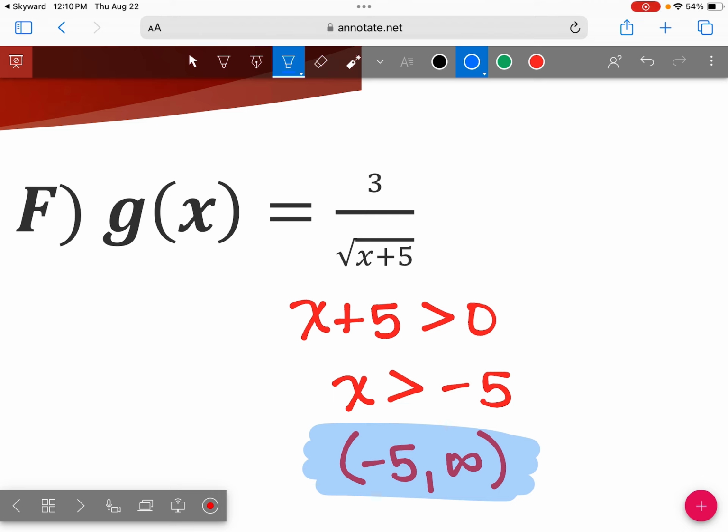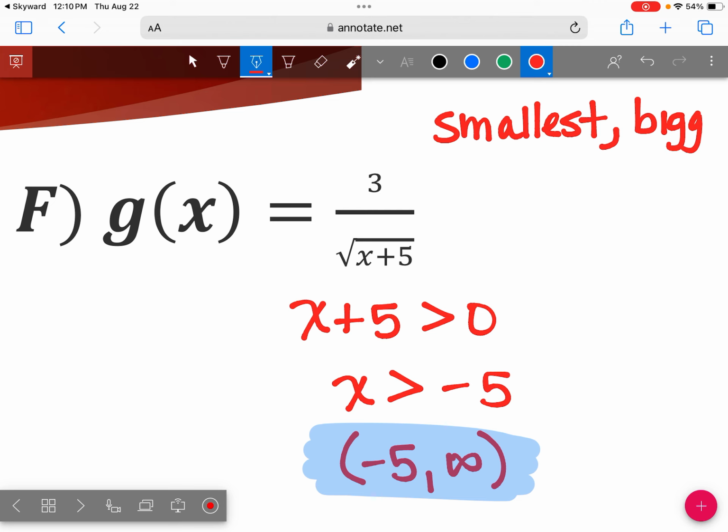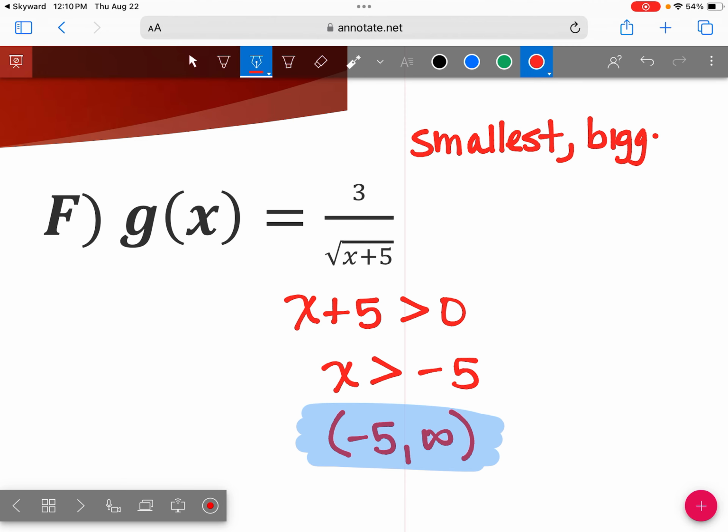Did you flip that to be infinity, -5? No. So that's a good question. Whenever you write interval notation, it's always the smallest number first to the largest number. So what's smaller, -5 or infinity? So -5 has to come first.